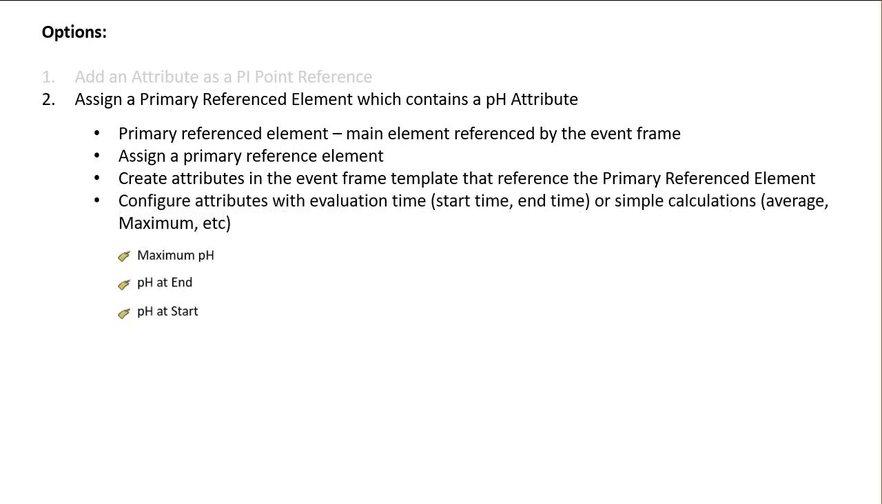By using this method, we can configure when each attribute is to be evaluated and even do simple calculations like maximum and average. In this video, we'll create 3 attributes using this method to get the maximum pH value over the event frame time range, and the pH value at the end time and start time of the event frame. Now, let's walk through both options together.